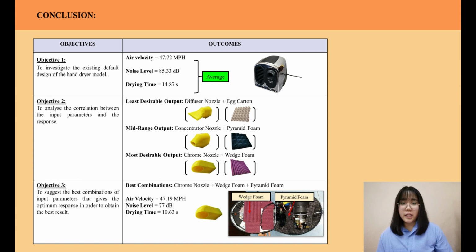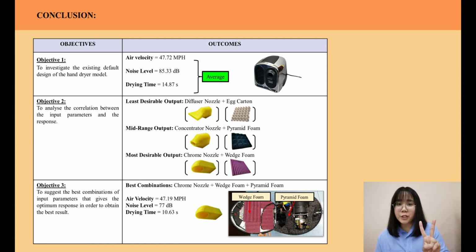In conclusion, in terms of the first objective, which is to investigate the existing default design of the hand dryer model, the outcome of the first round of experiment has given average readings of 47.72 miles per hour, 85.33 decibel, and 14.87 seconds for the air velocity, noise level, and drying time respectively.